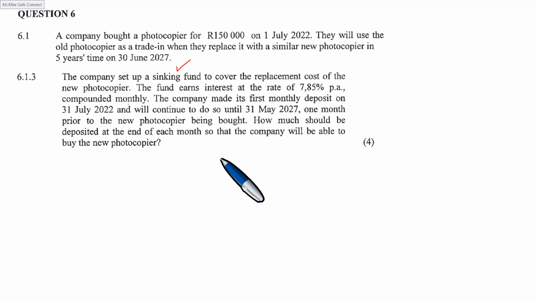So we want to know how much should be deposited at the end of each month. Normally we say X is the question mark in the formulas we're using, at the end of each month. So we are looking for the X over there. Right, the question therefore is at this point, what is the sinking fund?